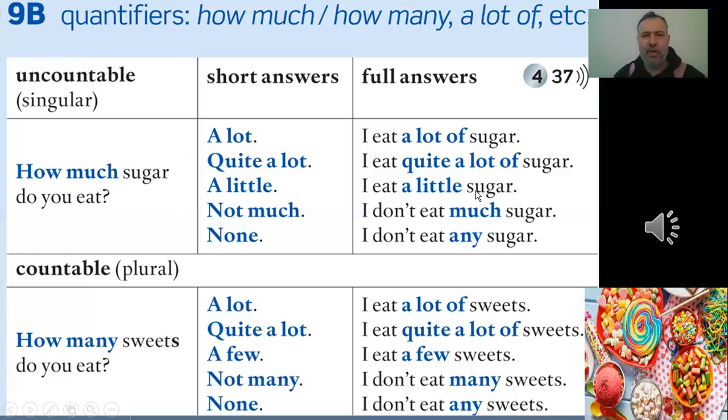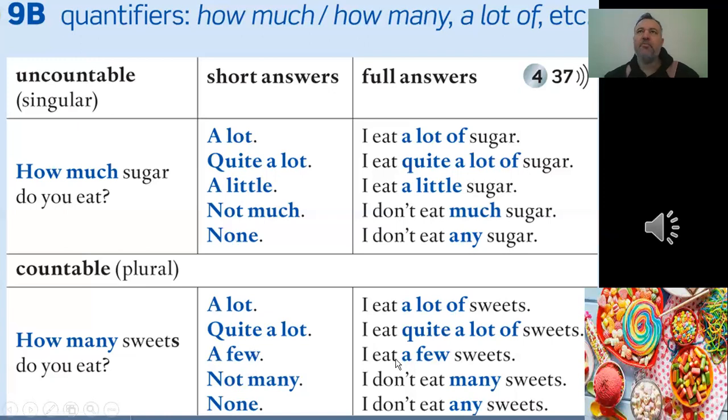How much milk do you drink every day? I drink a lot of milk. I drink quite a lot of milk, or I don't drink any milk at all. So, how much beer do you drink on weekends? I don't drink any beer. I drink a lot of beer. Depending on how much you drink, you answer, because this is uncountable. But if you can count them, you have to use the other ones here. How many sweets do you eat? A lot, quite a lot, a few. A few is when you can count, right?